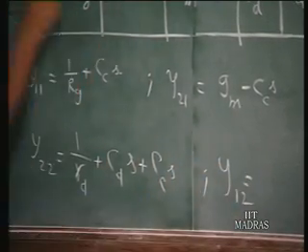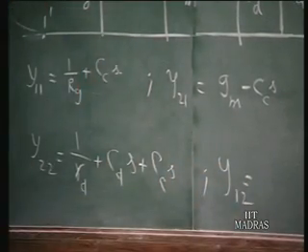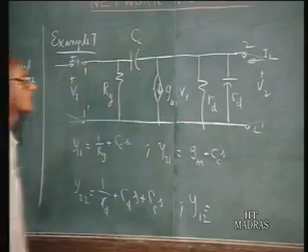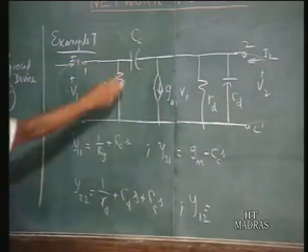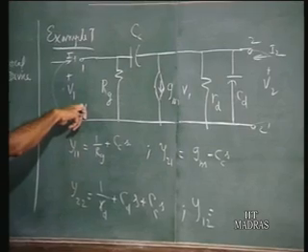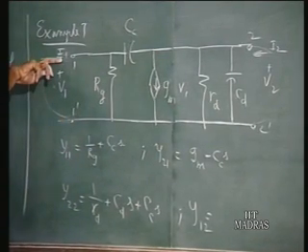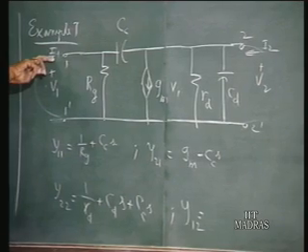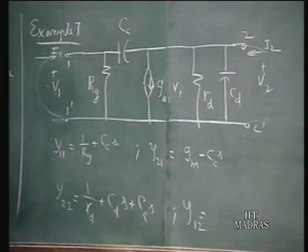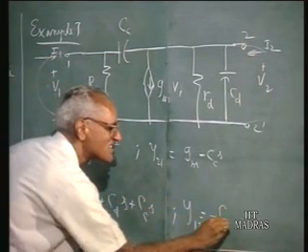Y12 is the ratio of current flowing to the shorted terminals in this direction divided by V2. So V2 drives a current through Cc in this direction, which is CCS times V2. So the current in the reference direction for I1 is minus CCS times V2. Therefore, Y12 is minus CCS.